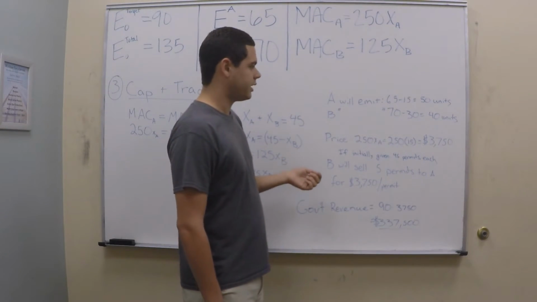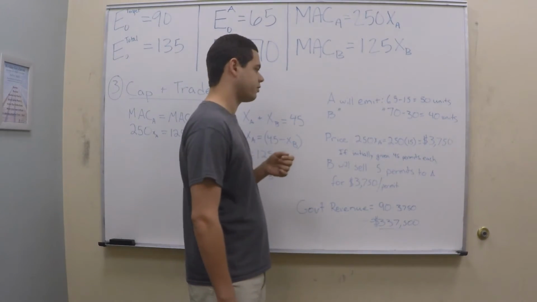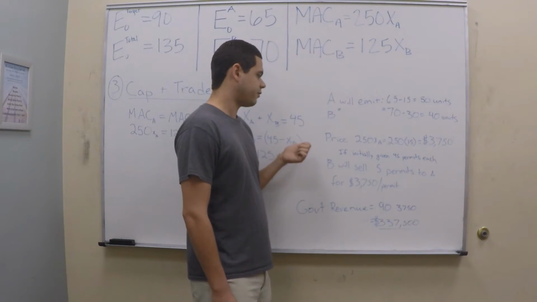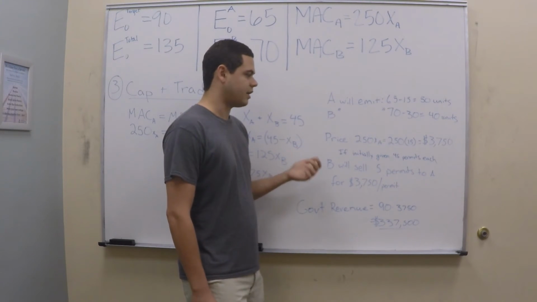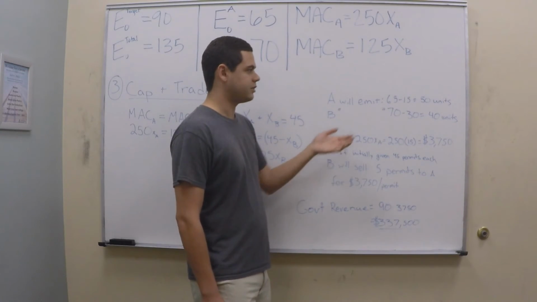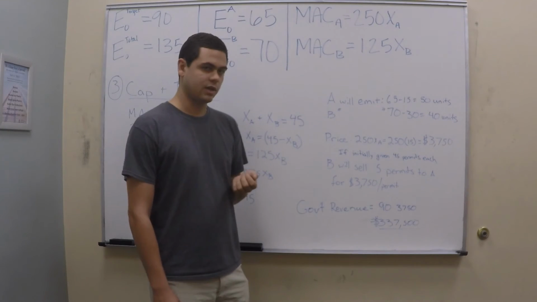The price will end up being $37.50 per permit, according to our marginal cost curve from the beginning. And if each firm is initially given 45 permits by the government, firm B will sell 5 of those permits to firm A, reaching 50 units for A and only 40 for B, which is the cost-effective and efficient allocation.